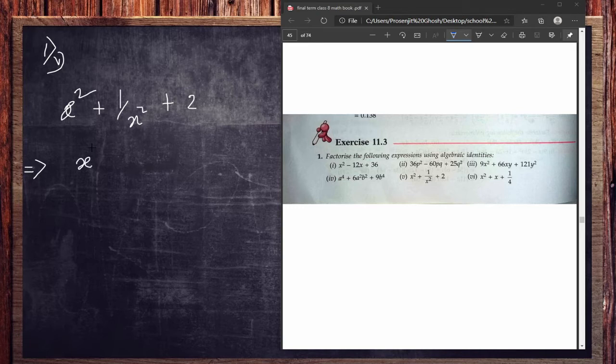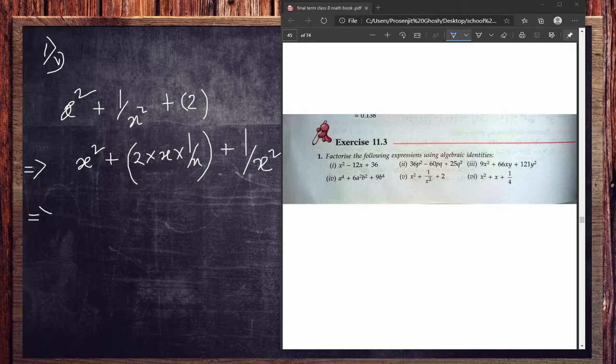So let me write this a square first, then 2 into x into 1 by x. If you notice one thing, this 2 I converted into 2 into x into 1 by x. That means this x and this x are going to cancel each other, right? So only 2 will remain over there. So finally it is x square.